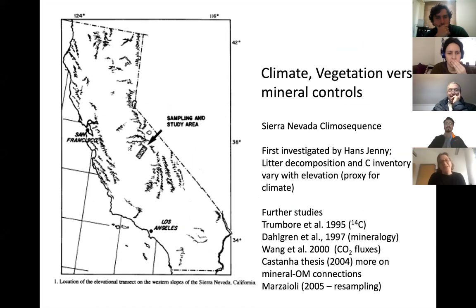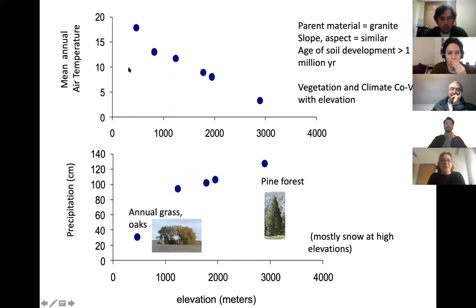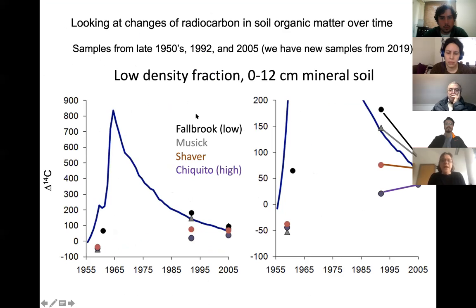If I can just take 2 more minutes, these are results from an elevation gradient in California, where as you go up in elevation, the mean annual temperature decreases. The precipitation does increase, so productivity goes up a little bit. But if we look at change in radiocarbon over time, this is from the low density fraction of surface. One of the most powerful things you can do with this is look at changes over time, and that's a little bit of what Felipe's doing.